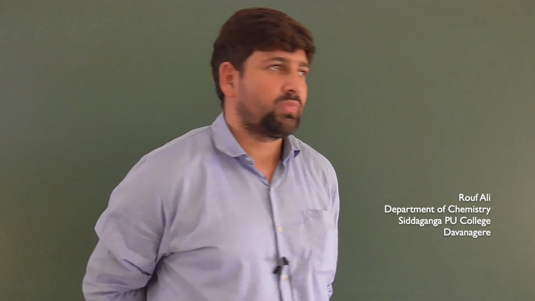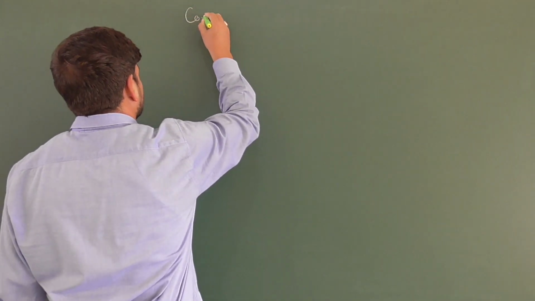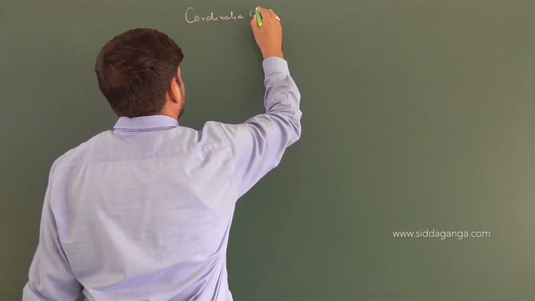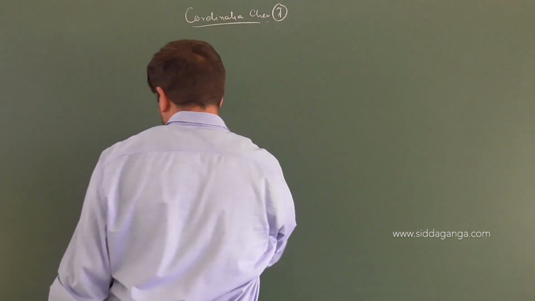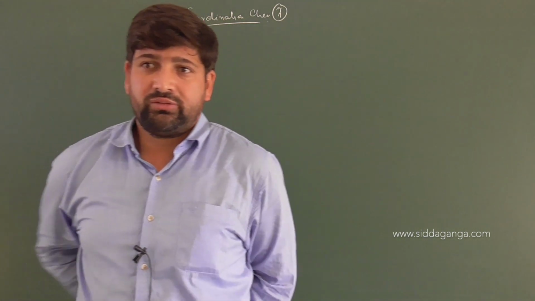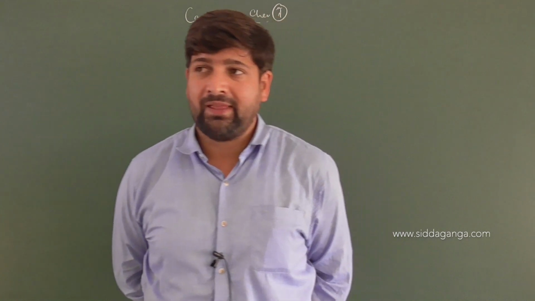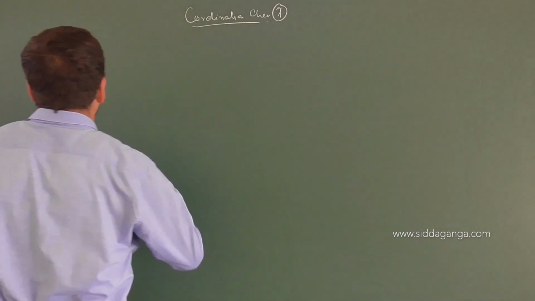Hello children, so we are in coordination chemistry. This will be part 7 of our discussion. So we have finished certain important discussions with nomenclature as well with respect to coordination compounds. Today we are starting discussion on stereoisomerism.